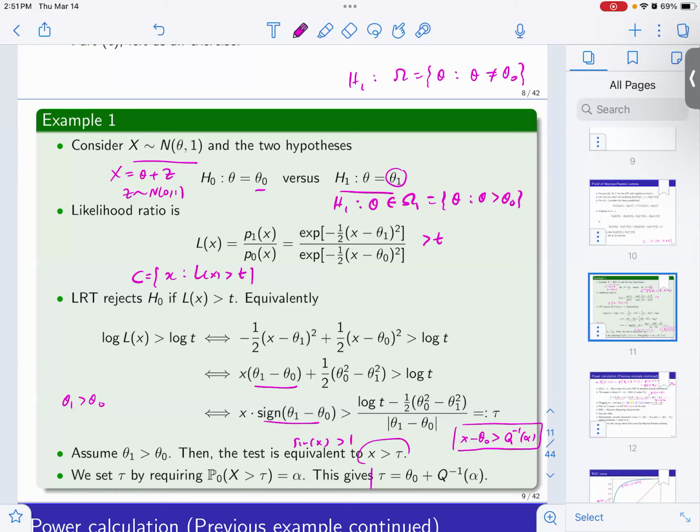So this same argument gives you the answer. What is the answer? Is the question clear? Can we have a test which is simultaneously most powerful for every point in the alternative, subject to the size being equal to alpha?